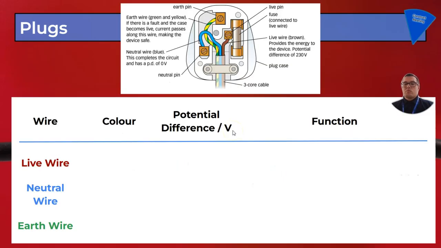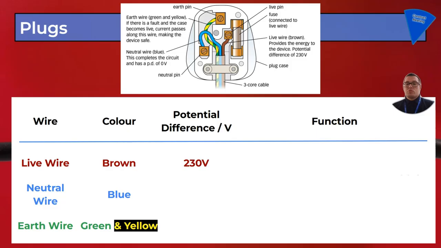Okay. Now, summarising this in the most efficient way possible is a table. So you need to know the 3 wires, you need to know the colours. So the live wire is brown, and that is the one that has a potential difference of 230 volts, because that is the thing that carries the energy effectively into the plug. Now it's possible to have a 2-pin plug. Okay. If you have a 2-pin plug, there's no earth pin. So you always have a live wire and a neutral wire.